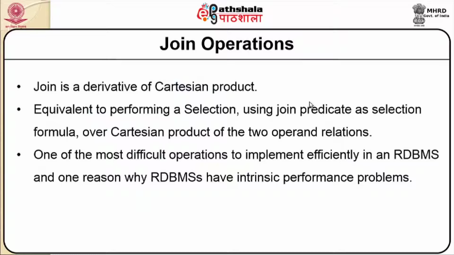The other operator is join, which is very important when we are marching towards optimization of a query. This join is a derivative of Cartesian product and is equivalent to performing a selection, using the join predicate as the selection formula, over the Cartesian product of two operand relations. It is one of the most difficult operations to implement effectively in an RDBMS, and one reason why RDBMS have intrinsic performance problems. As I have already indicated, when we are marching towards optimization issues relating to queries in RDBMS, this join would help us the most.